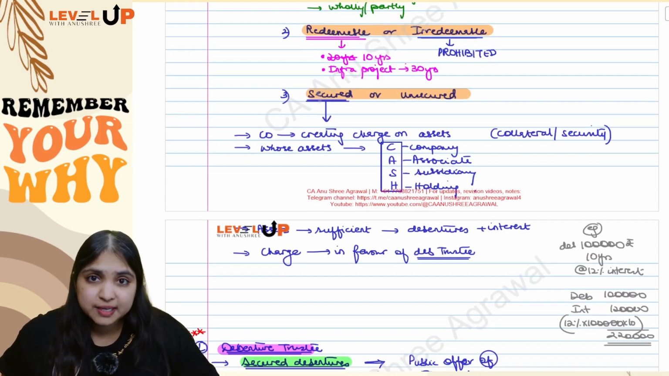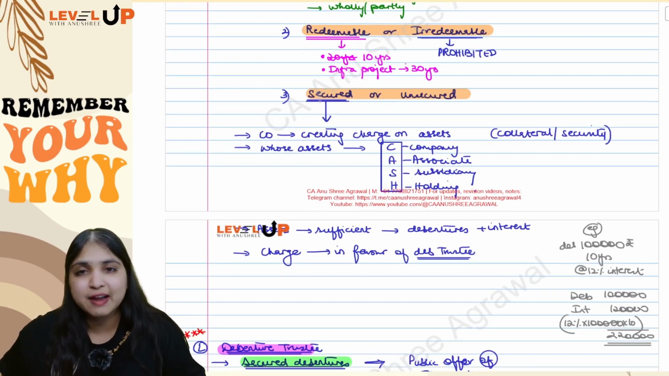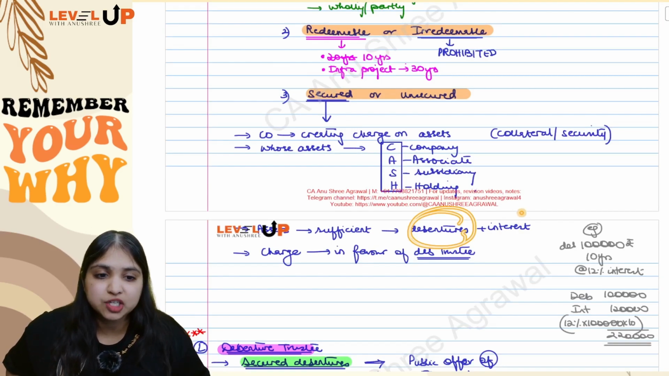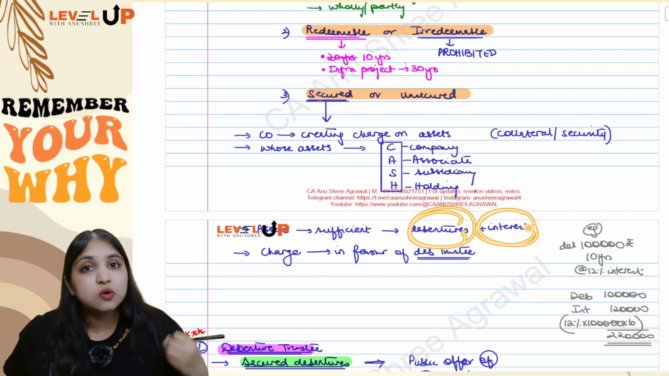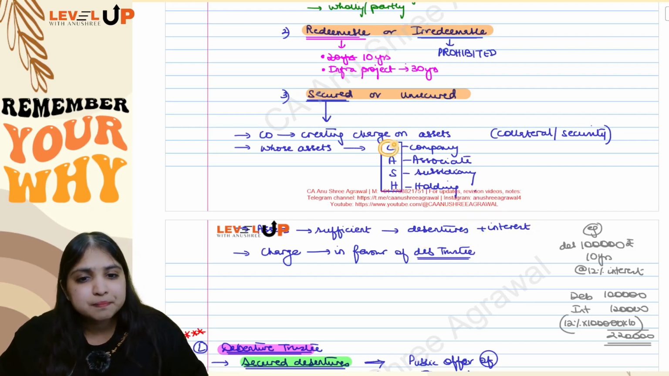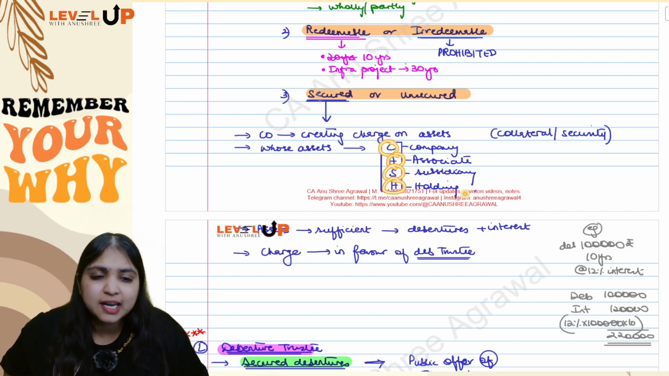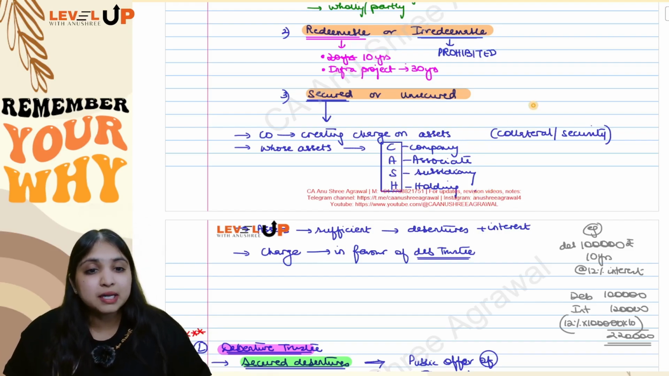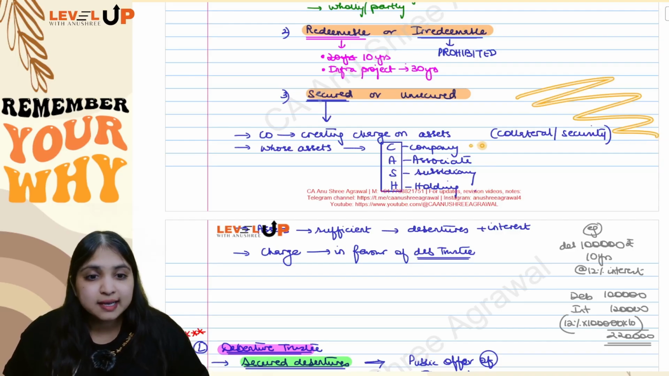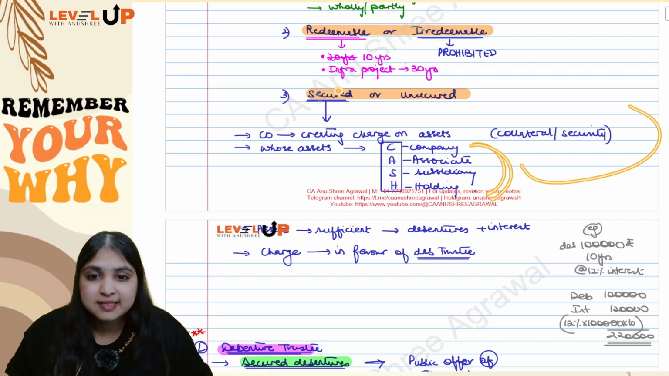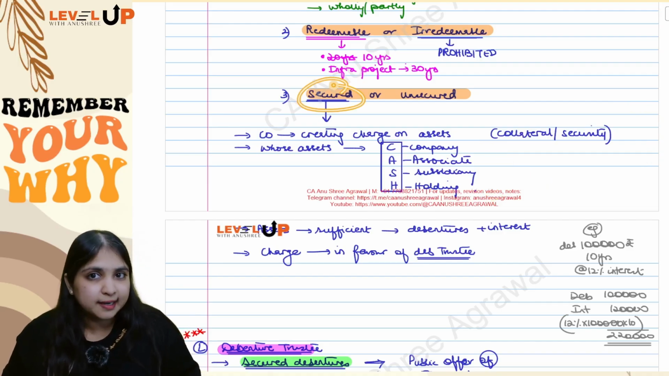Then if they are secured debentures, we have to give some collateral, some asset, but the asset should be enough to meet not only the amount which is due on debentures, but also the interest amount. Then whose asset can we give as security? Company's asset, associate company's asset, subsidiary's asset, holding company's asset, any of these assets we can give as security. But if there are many debenture holders, then in whose favor will the security be given? They are secured debentures, right? So the company will create a charge on the assets.